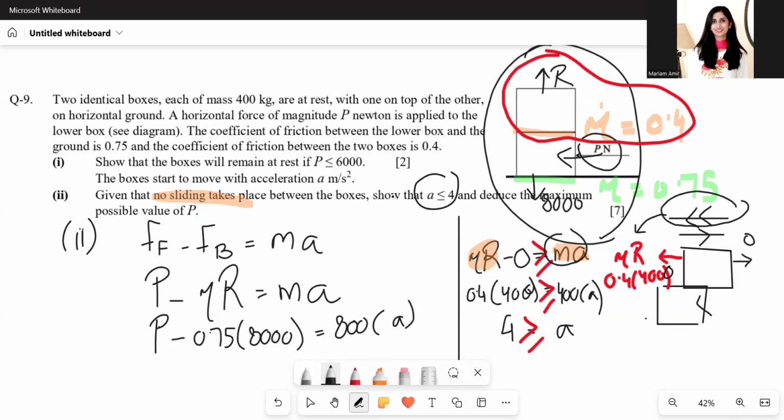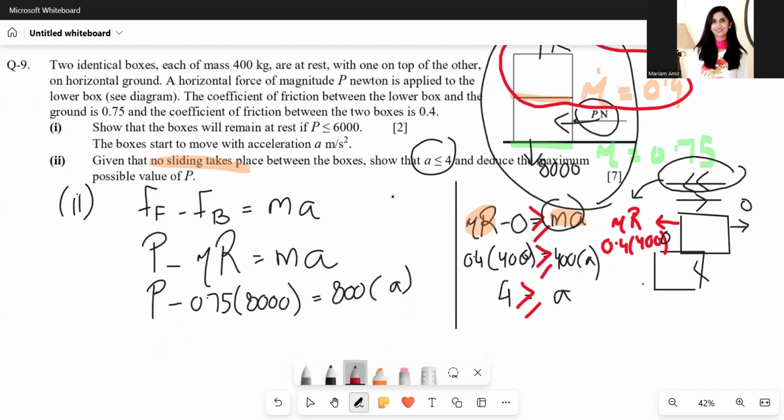Now we have an extreme value of a, which is 4, which we're going to use here to get the highest possible value of P. So when a is 4, find the value of P. 800 into 4 plus 0.75 into 8,000 gives 9,200 newtons. So you had to look at the lower block plus the upper block simultaneously.